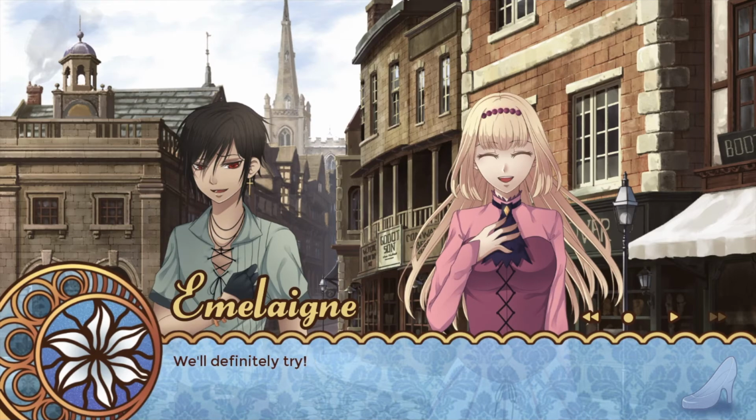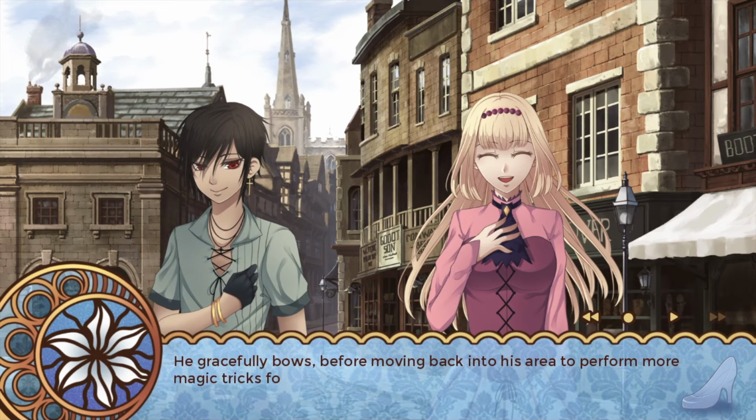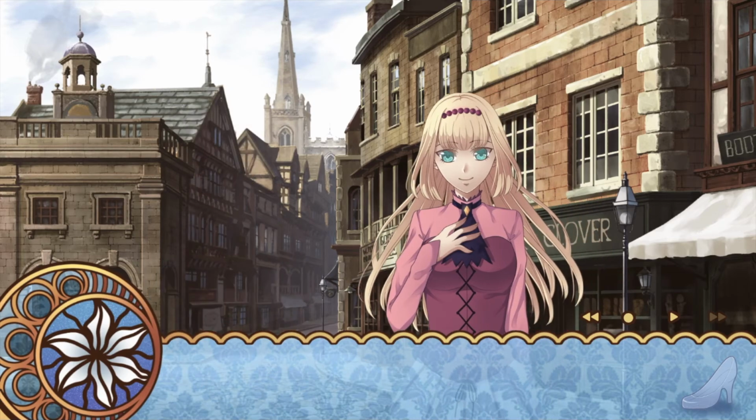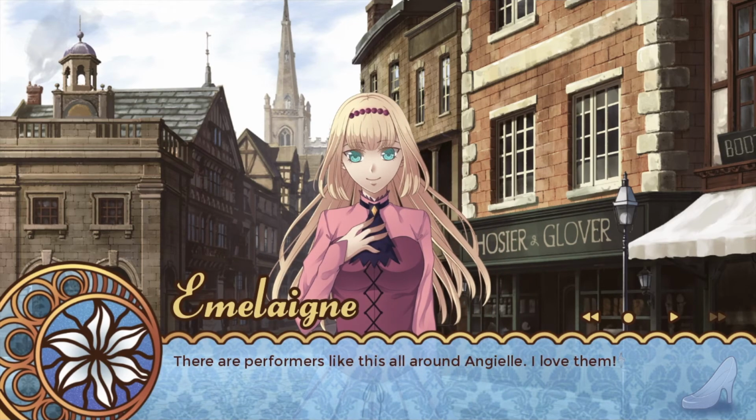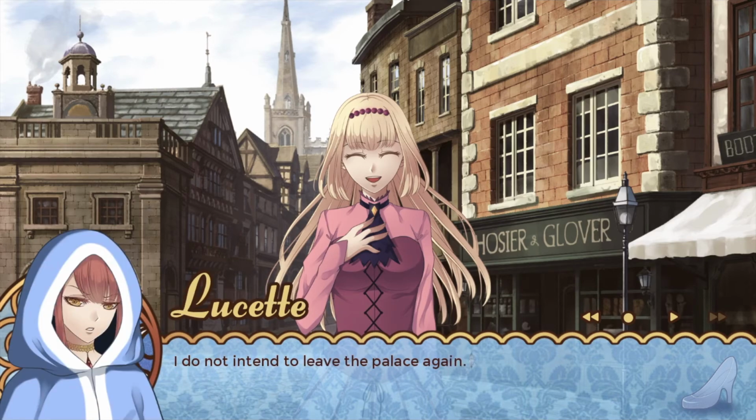We'll definitely try. He gracefully bows before moving back into his area to perform more magic tricks for a gathering crowd. There are performers like this all around, Angia. I love them. Maybe someday we'll get to see some musicians too. Those are my favorite. I do not intend to leave the palace again.